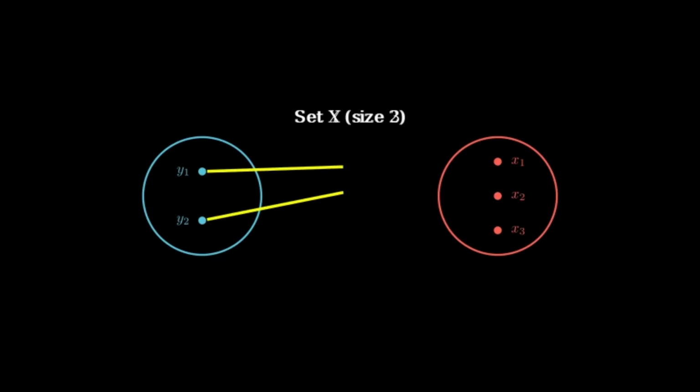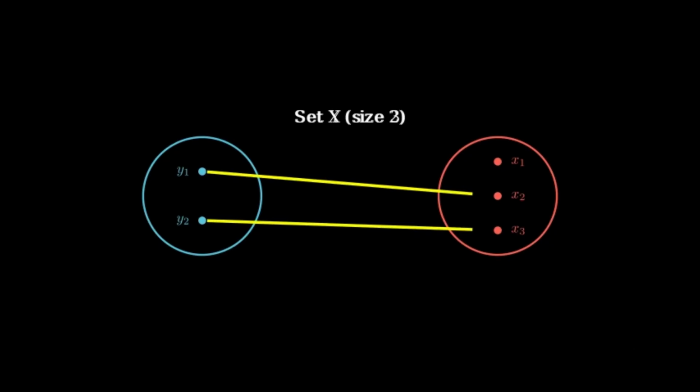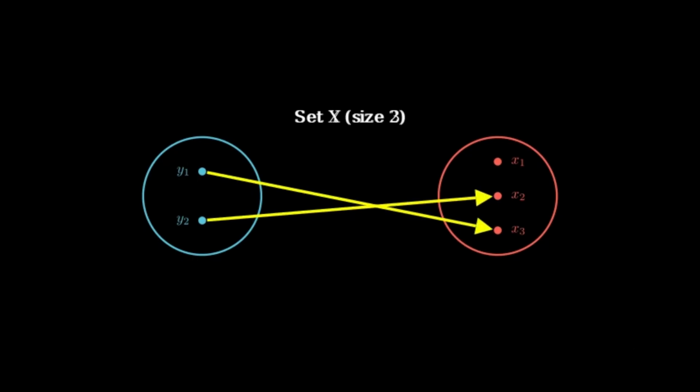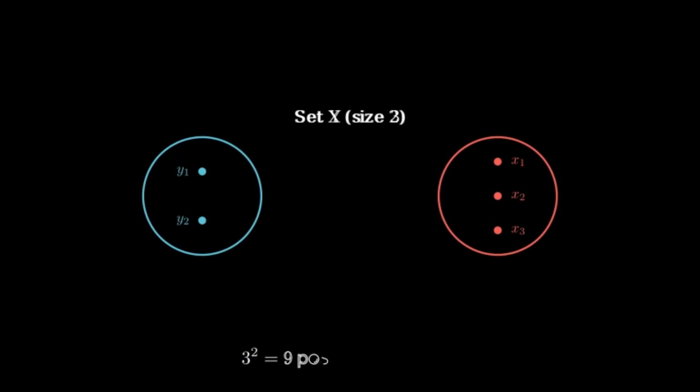Here's our first possible function. Both y sub 1 and y sub 2 are mapped to the same element x sub 1. This is a valid function because every element in y gets assigned to exactly one element in x. Here's another possible function where y sub 1 maps to x sub 2 and y sub 2 maps to x sub 3. Each element in y is mapped to a different element in x. And here's yet another valid function where y sub 1 maps to x sub 3 and y sub 2 maps to x sub 2. How many total functions are possible?